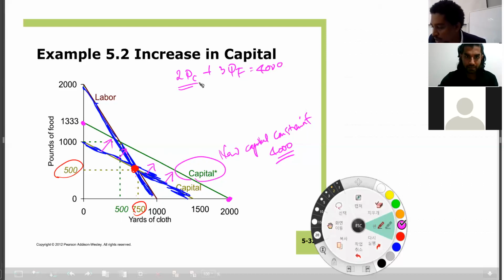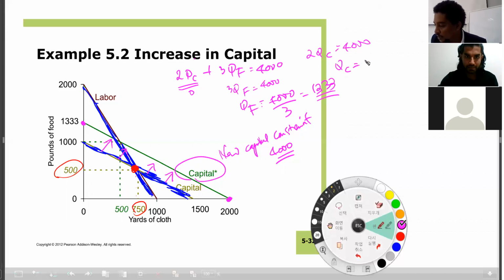You can compute this from 2QC plus 3QF equals 4,000. If we produce only food, QC will be 0, so 3QF equals 4,000, then QF equals 4,000 over 3, that's why it is 1,333. And if we produce only clothes, QF is 0, so 2QC equals 4,000, then QC, the quantity of clothes, equals 2,000. That is this point. So these two points give our new capital constraint.